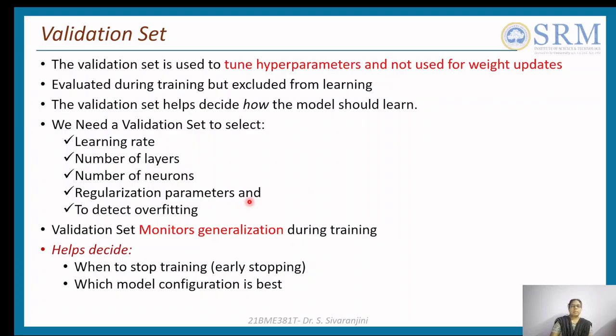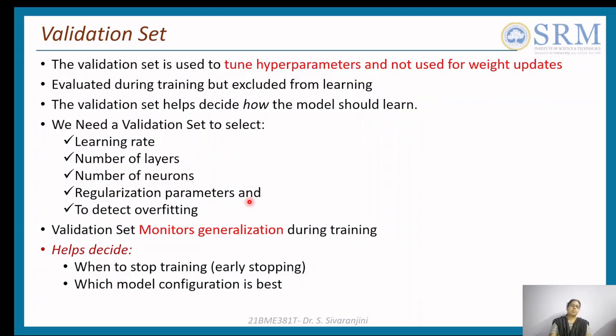So what happens is the validation loss goes on increasing while the training loss goes on decreasing. That is not a good generalization. When the validation loss and the training loss both decrease monotonically, then it becomes a good generalization. So this generalization is monitored by the validation set. How does it help us? It helps us to decide when to stop the training.